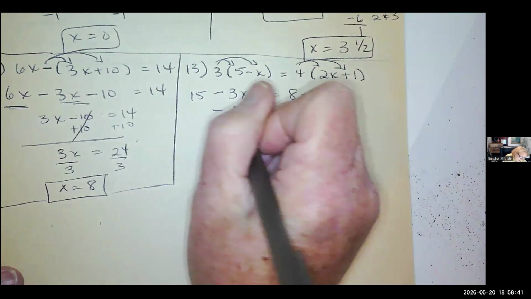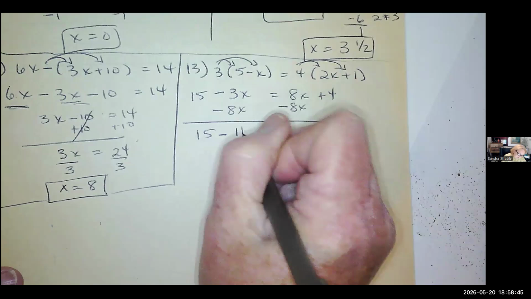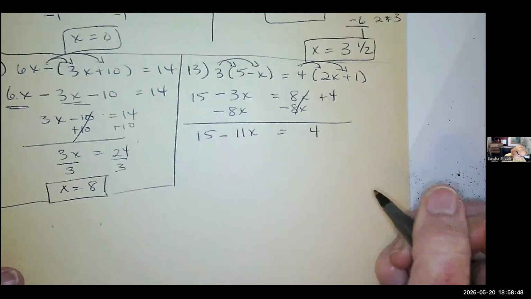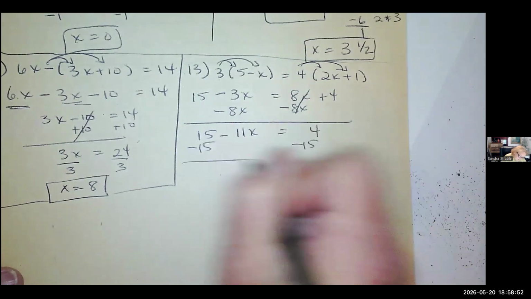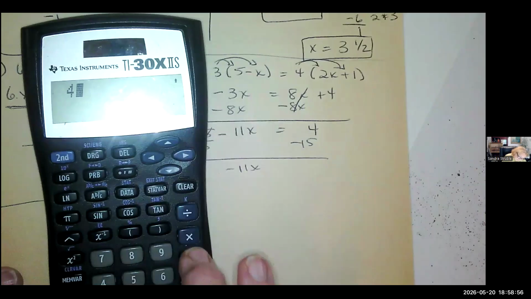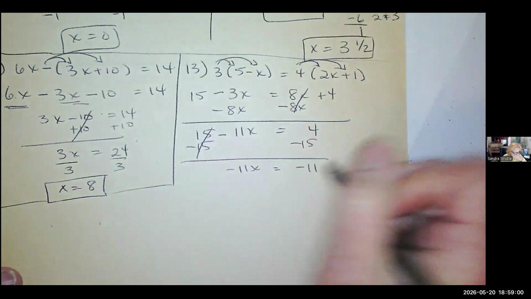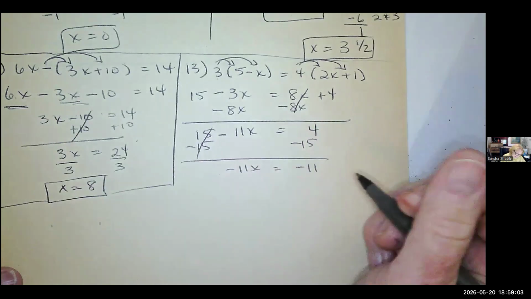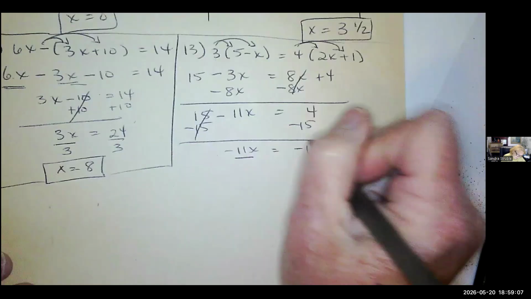15 minus 11x is equal to 4. Move our 15 to the other side. Just because I messed up the last time. Negative 11x is equal to negative 11. All right. And then negative 11 is multiplied to x. So we're going to have to divide both sides by negative 11. And x is equal to 1.